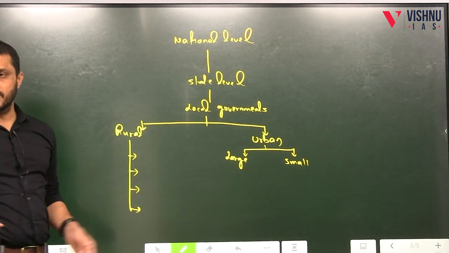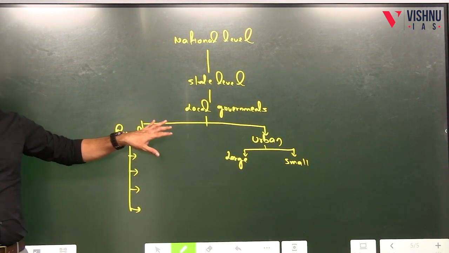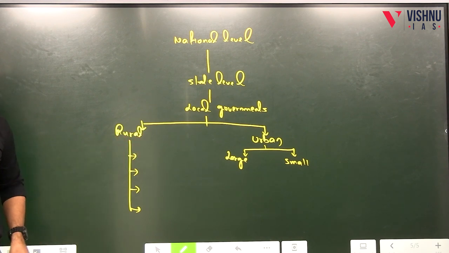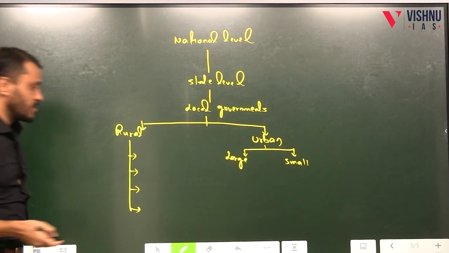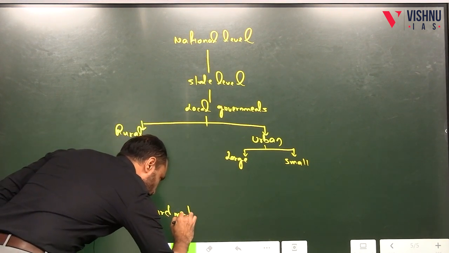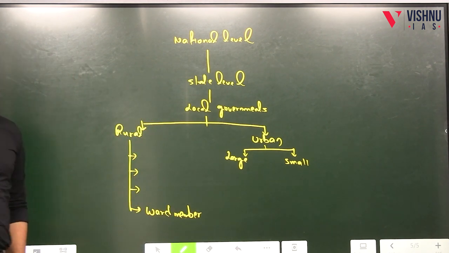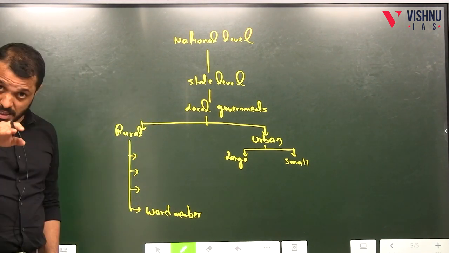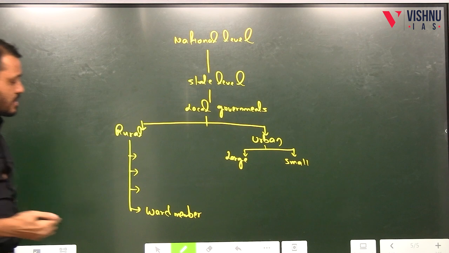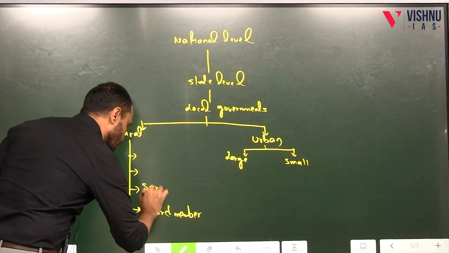Now tell me students, how many of you are from rural areas? Just raise your hands. You are all from rural areas. Now, in the rural area, who is your first representative? Because in democracy, people don't involve directly. People elect their representative. Ward member is your first representative. The ward member represents you at the ward level. Who will represent you at the village level? Sarpanch. Sarpanch will represent you at the village level.